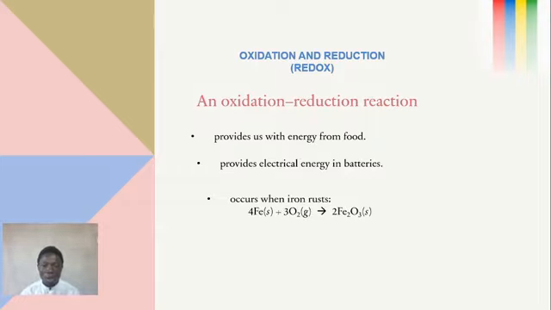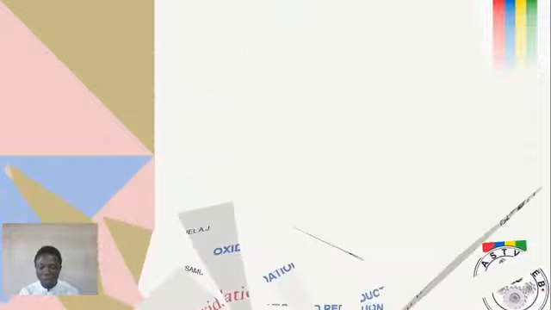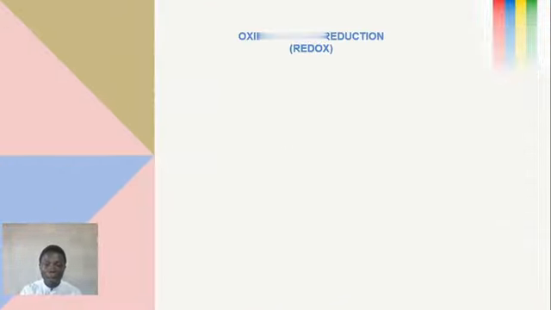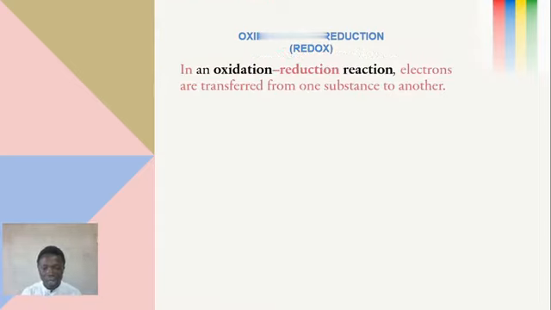Also, oxidation reactions occur when iron rusts. There will be gains of electrons and there will be loss of electrons, or transfers of electrons. So primarily, what we must understand is that in an oxidation reduction reaction, electrons are transferred from one substance to another. I'd like you to digest this very important statement. In an oxidation reduction reaction, electrons are transferred from one substance to another.